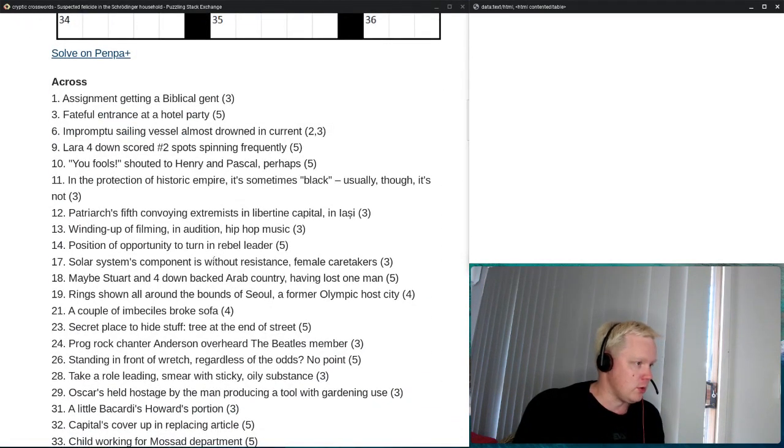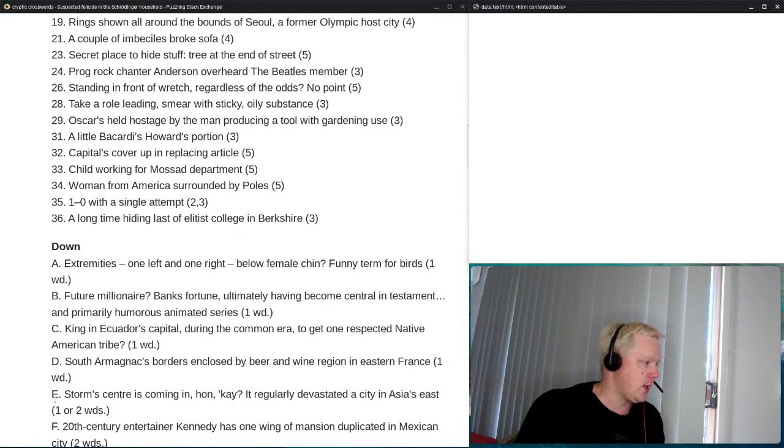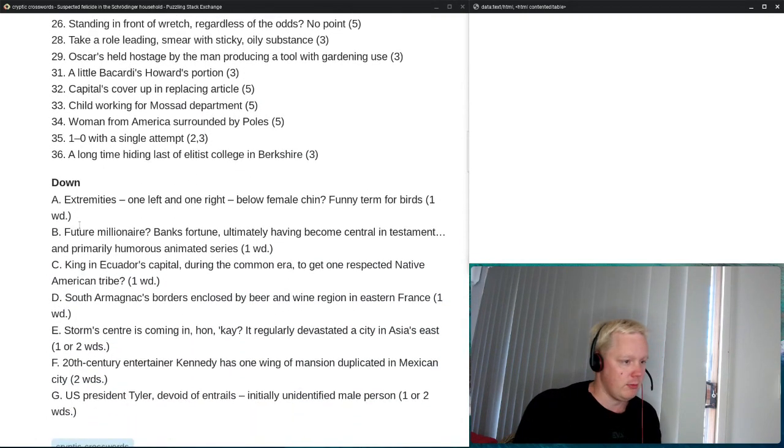So across clues look normal here, and then we have down clues which are just A, B, C, D, E, F, and G. So not numbered, and we have to pick which of these corresponds to which down entry.